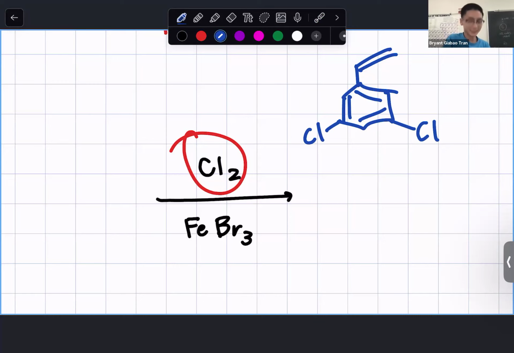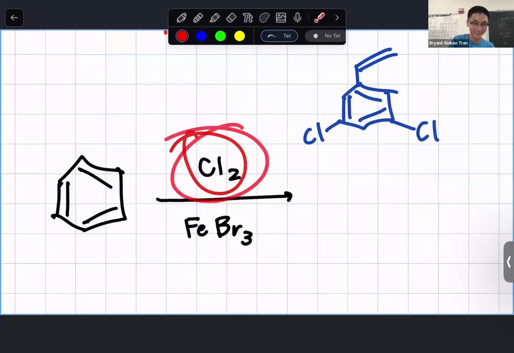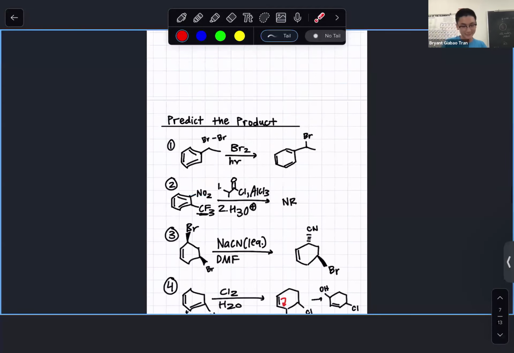And then one of the questions was, if you have a benzene ring and then you have Cl2 and the metal catalyst is FeBr3, will you get a product? And if you do, will it be mostly chlorinated or brominated? I think the answer is mostly chlorinated. It will still work, but mostly chlorinated because it's the X2 here.